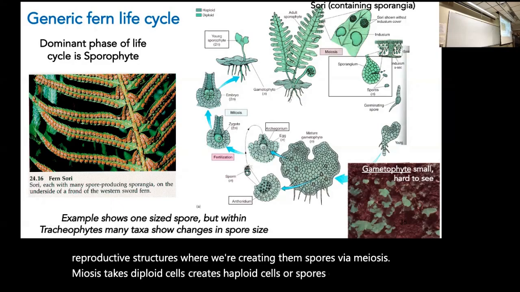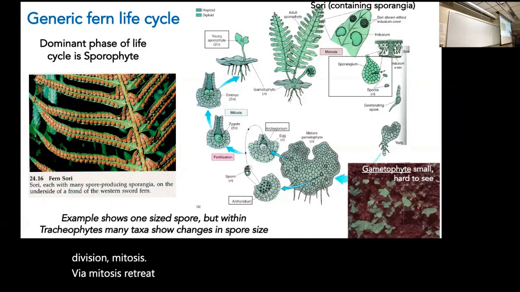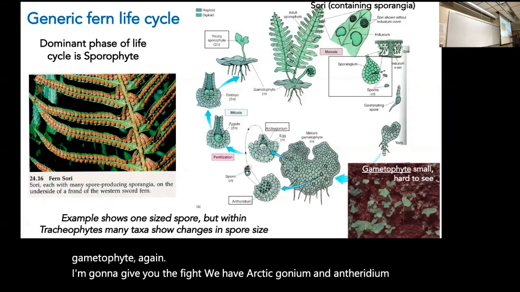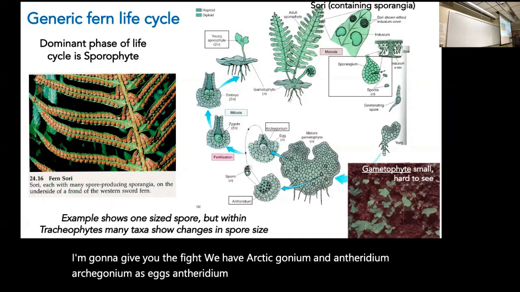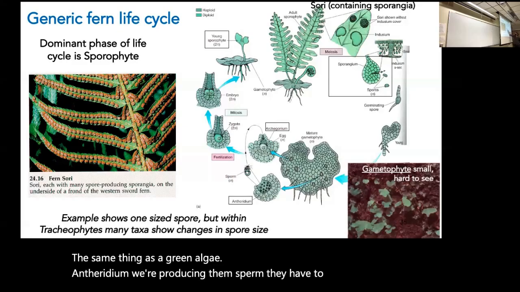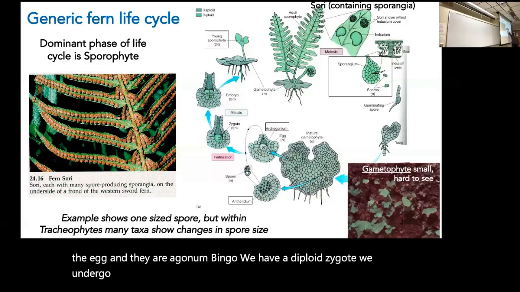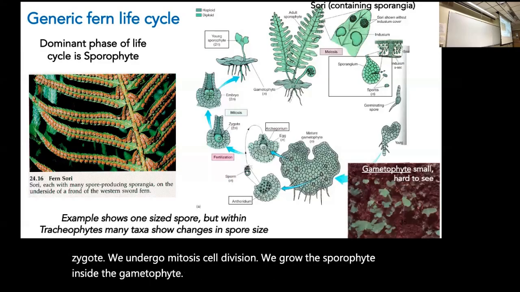The spores are then shed into the environment. They land, and we undergo cell division, mitosis. Via mitosis, we create this haploid structure known as the gametophyte again. On the gametophyte, we have archegonium and antheridium. Archegonium has eggs, antheridium has sperm. Same thing as a green algae. In the antheridium, we produce sperm, they have to swim and fertilize the egg in the archegonium. Bingo, we have a diploid zygote. We undergo mitosis, cell division, and grow the sporophyte inside the gametophyte. Same life cycle.